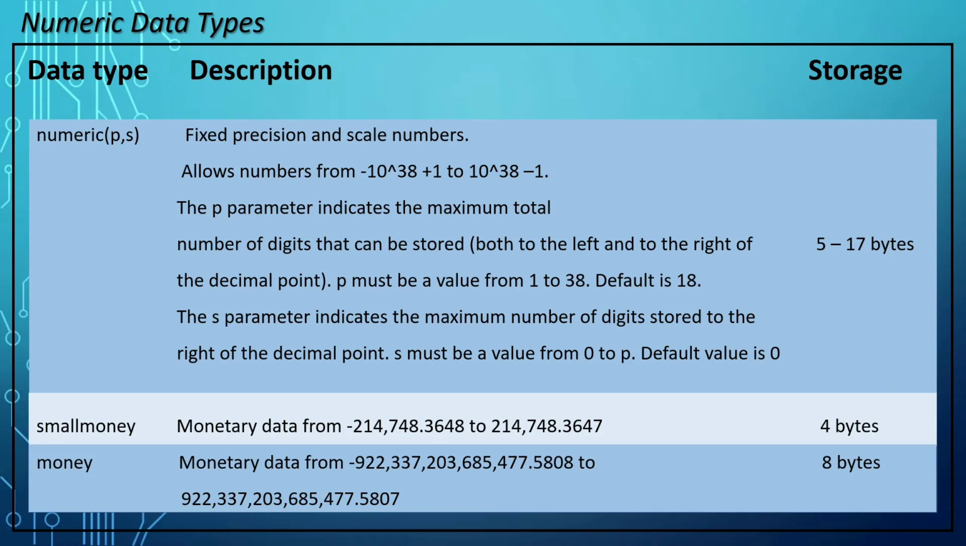Up next is money. Money has a monetary data from negative 922,337,203,685,477.5808 to 922,337,203,685,477.5807, and it has a storage of 8 bytes.